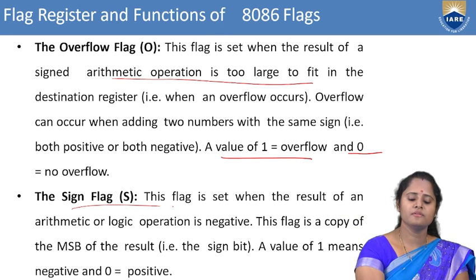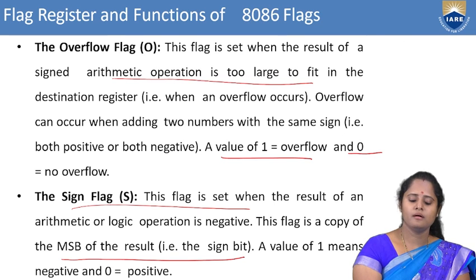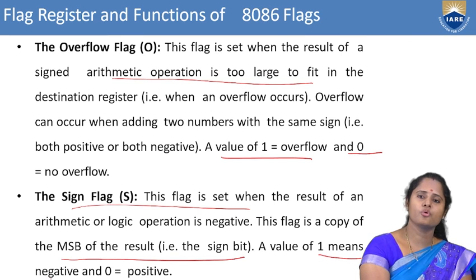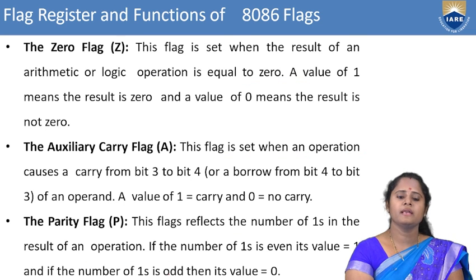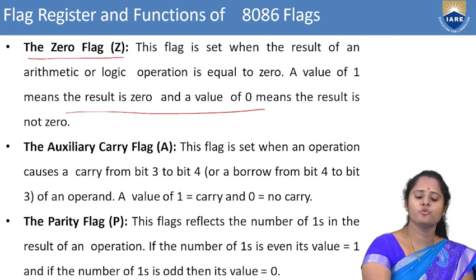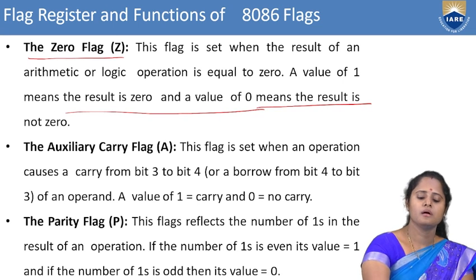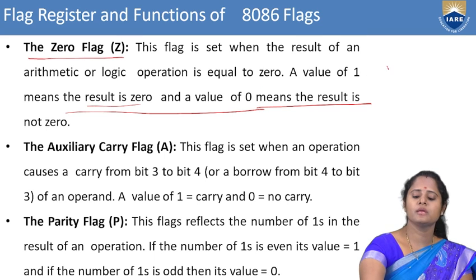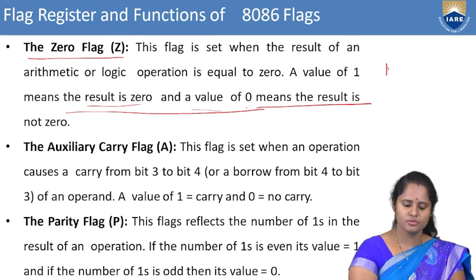And the next one, the sign flag. The sign flag is used as follows: if the MSB is 1, it means the number is negative, and if it is 0, the number is positive. The next one is the zero flag, and this flag is set whenever the result is 0. If the result is 0, then it will be equal to 1, and if the result is not 0, then it will be equal to 0.